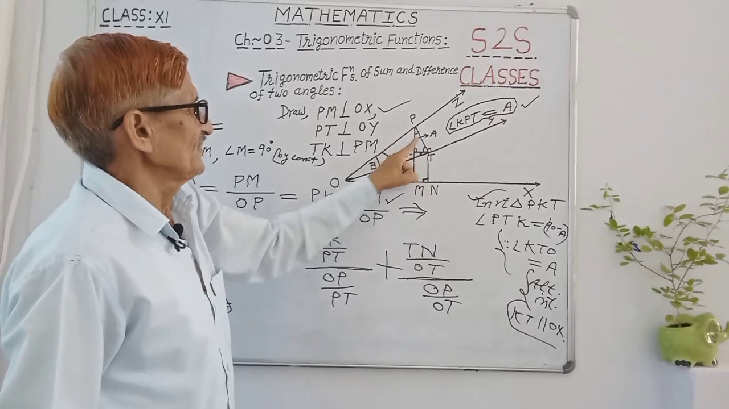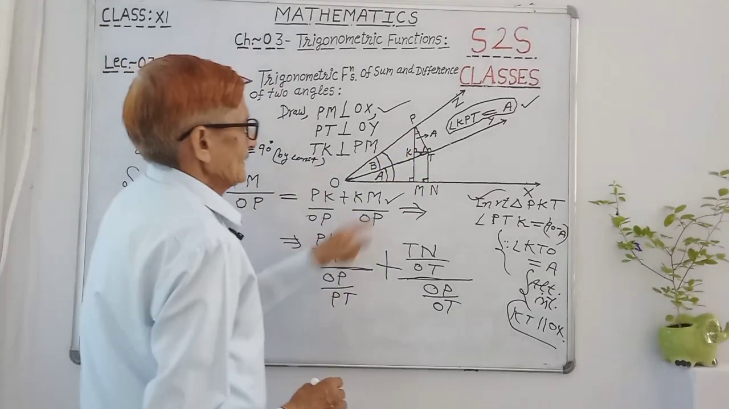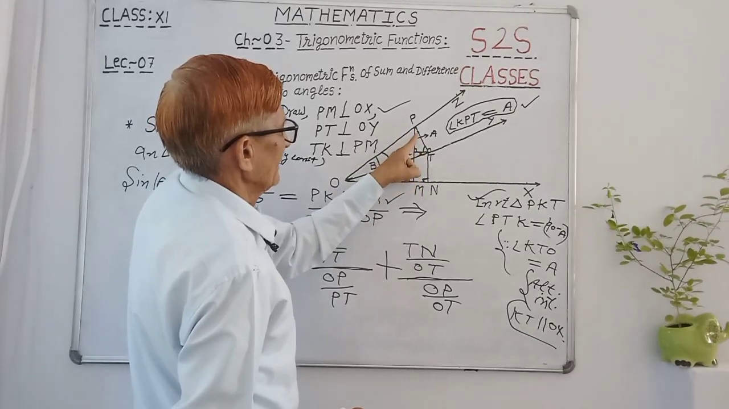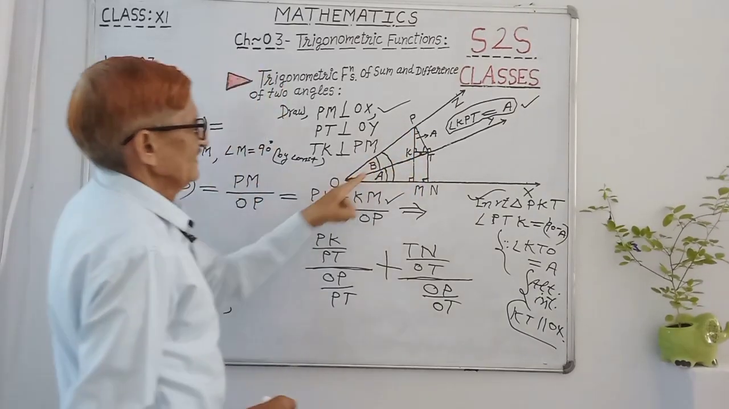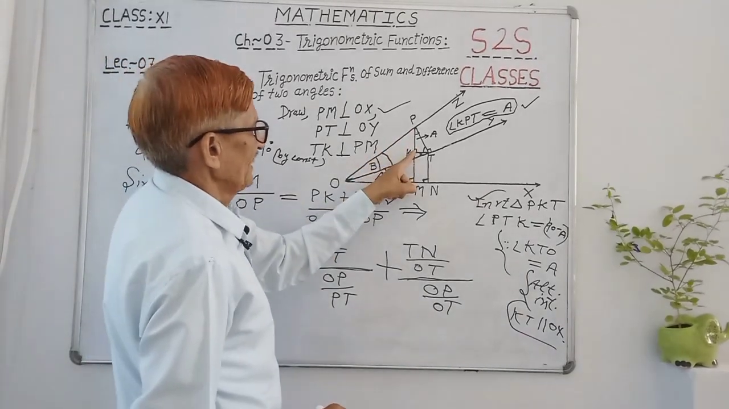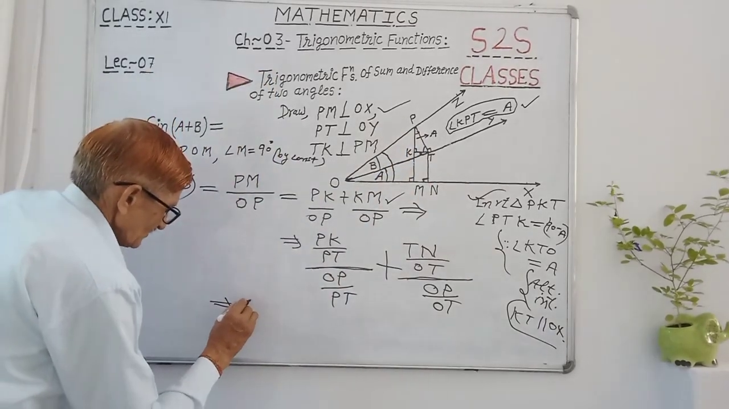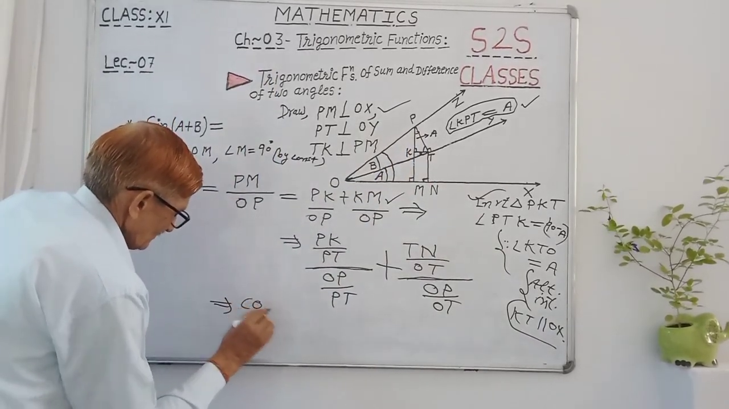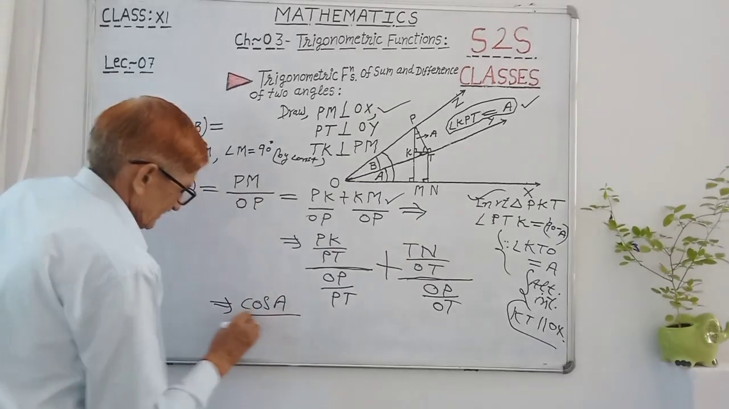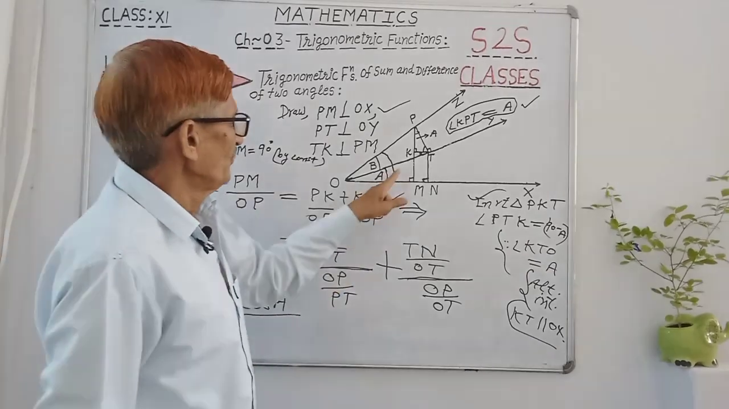It is cos of A. See, in right triangle PTK, with respect to angle A, PK upon PT is adjacent upon hypotenuse. So that is cos A, divided by OP upon PT.